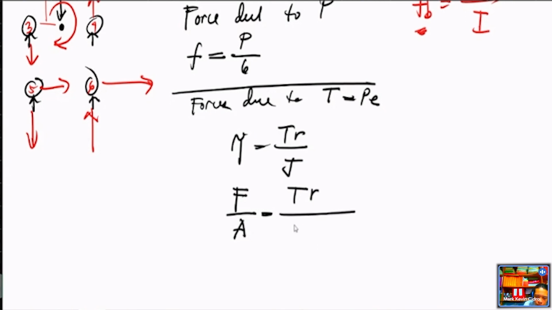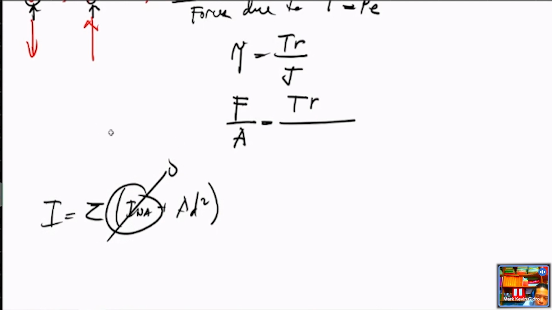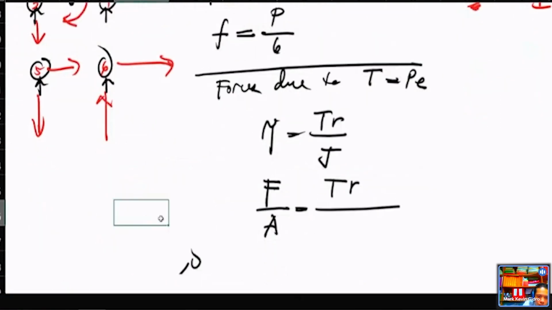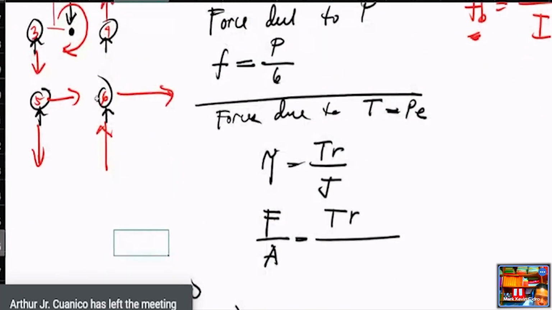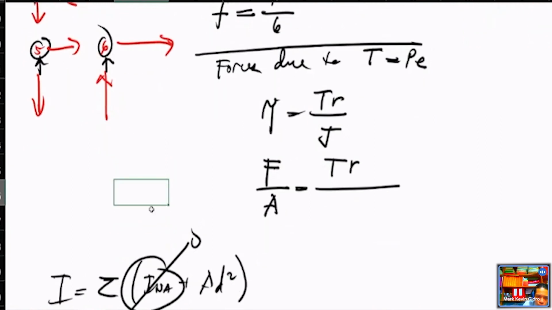Your J is given by the summation of Ix and Iy. How do we solve for Ix again? For the moment of inertia, this is just the summation of I_NA plus A d squared. Your I_NA here will be almost equal to 0. We neglect I_NA because that is just for the cross-sectional area of each of the bolts, and since that is very small, it is negligible.